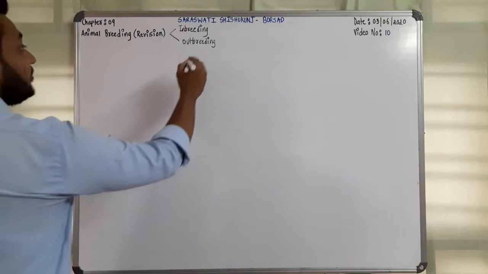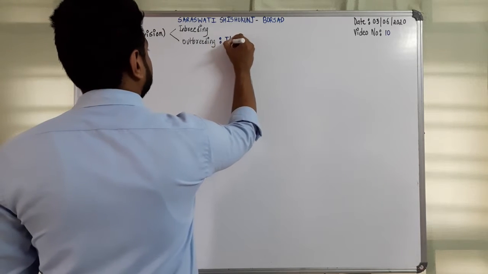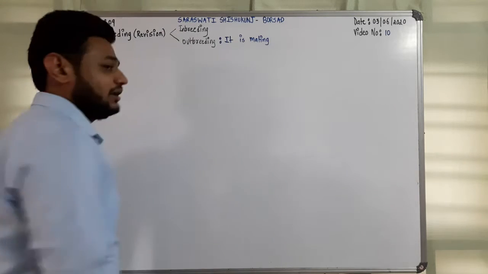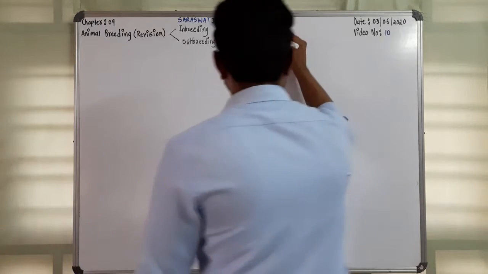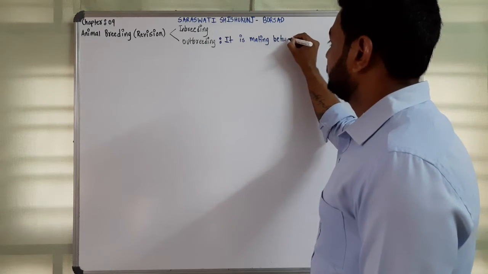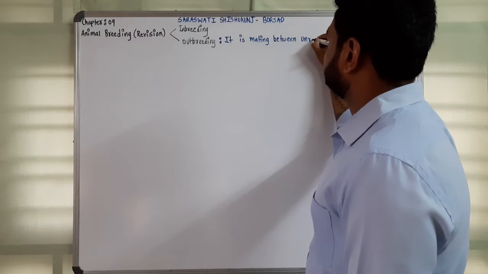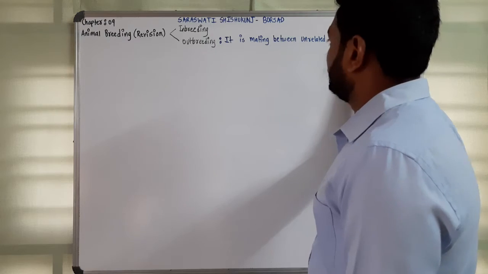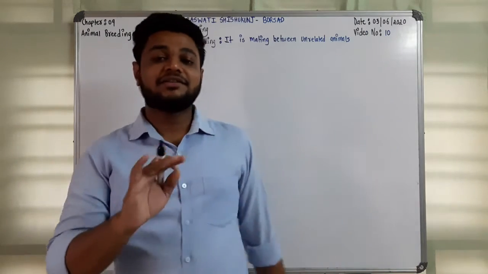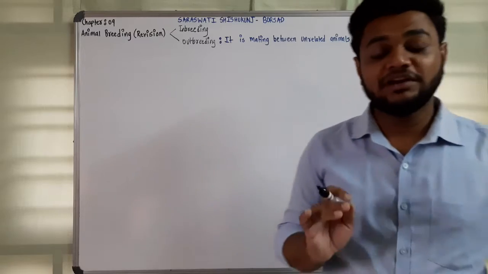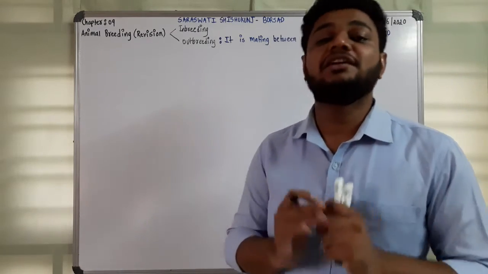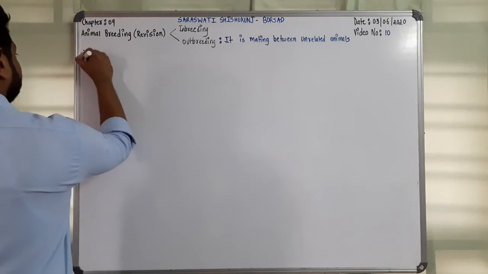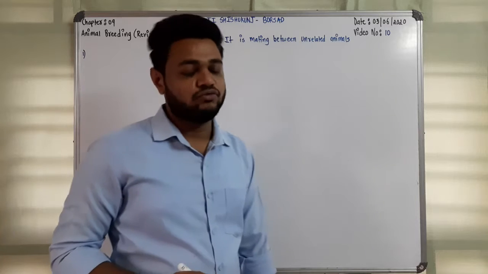Whenever we talk about outbreeding, it is mating between unrelated animals. Now basically there are three types of techniques for outbreeding. We will discuss the first one. The first technique is outcrossing.